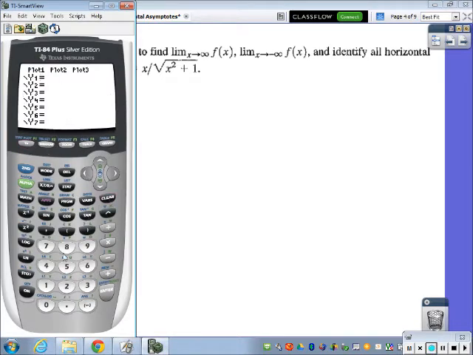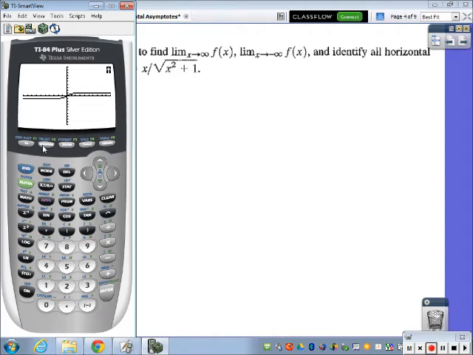and clear out what we have, and we have x divided by the square root of x squared plus 1, and if we graph that, it looks kind of like a stretched out S, and it looks like maybe it's leveling out as I move to the left at -1, and as I move out to the right at +1. And, you know, the best way to really tell is to look at a table.